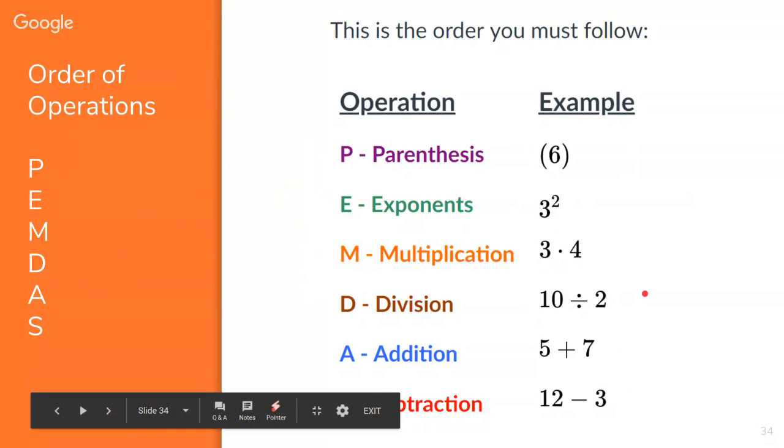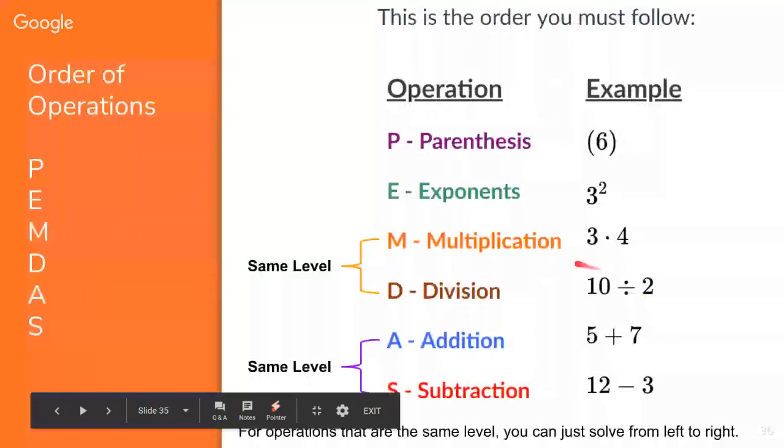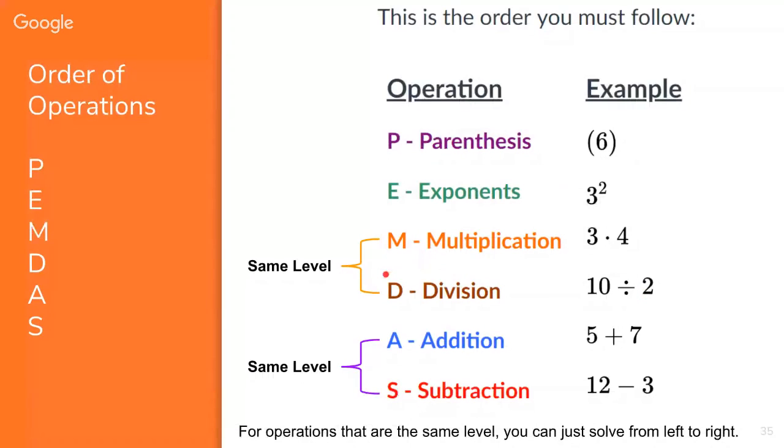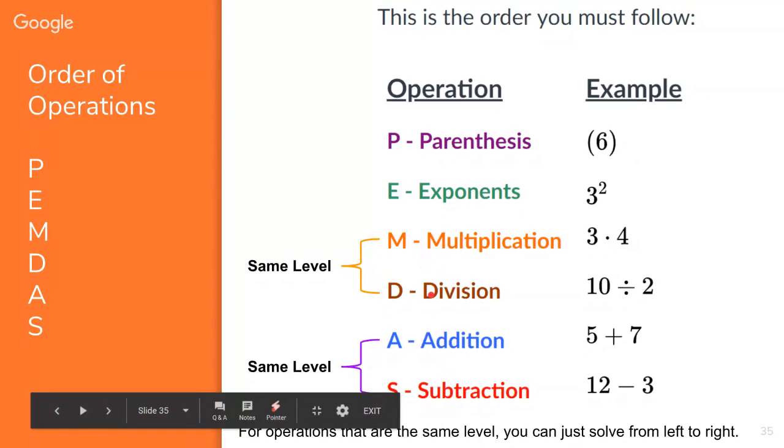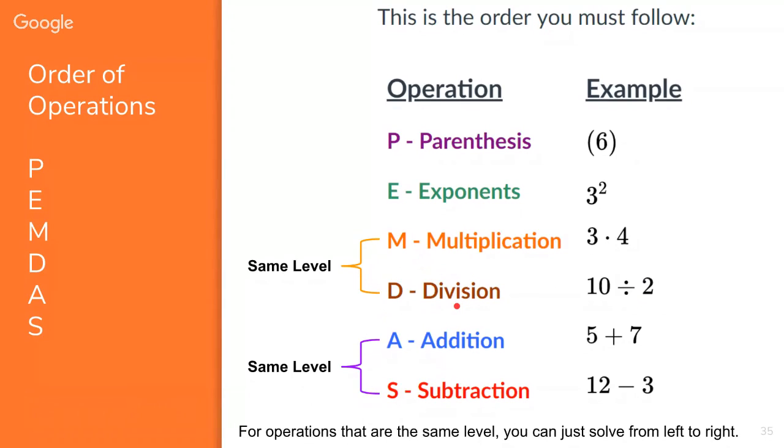and subtract. Just so you know that multiplication and division are at the same level, so it doesn't necessarily matter which one you do first. Same with addition and subtraction. However, just note that most people go from left to right if they're the same order. So if you see a multiplication problem and a division problem, just solve it going from left to right.